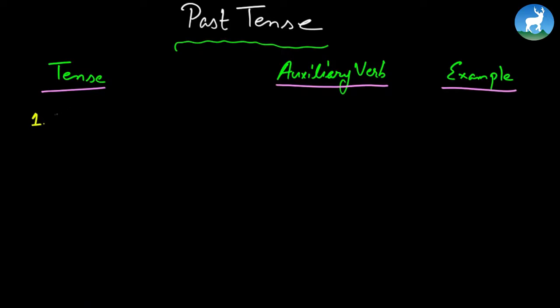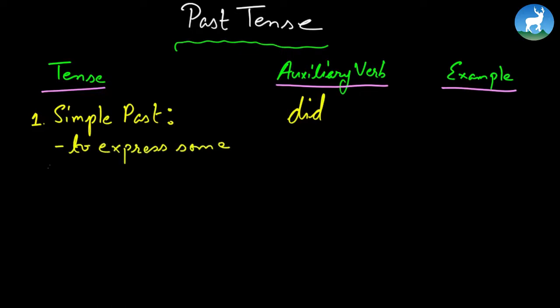So here we begin with simple past. The auxiliary verb that we use in simple past is did. Now, what is simple past then? Simple past is used to express some indefinite time in the past.